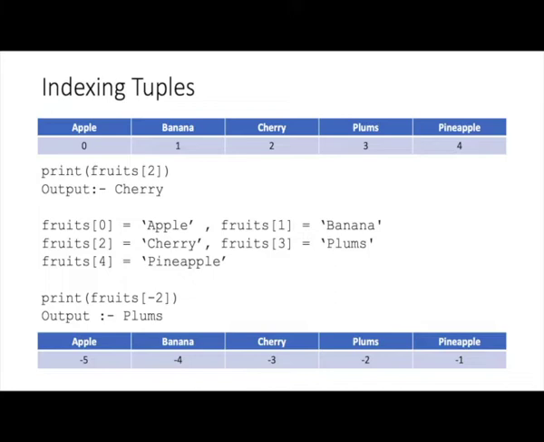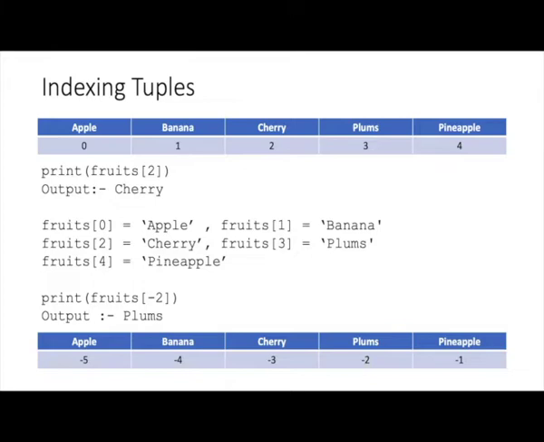We have created earlier the fruits tuple, and here in the top of the figure you can see how the tuple is actually organized. So, we have the indexing value starting from 0, which refers to apple, 1 for banana, 2 for cherry, 3 for plums and 4 for pineapple. Now, when I say print fruits of 2 within a square bracket, the output is cherry, because the index 2 corresponds to the item cherry.